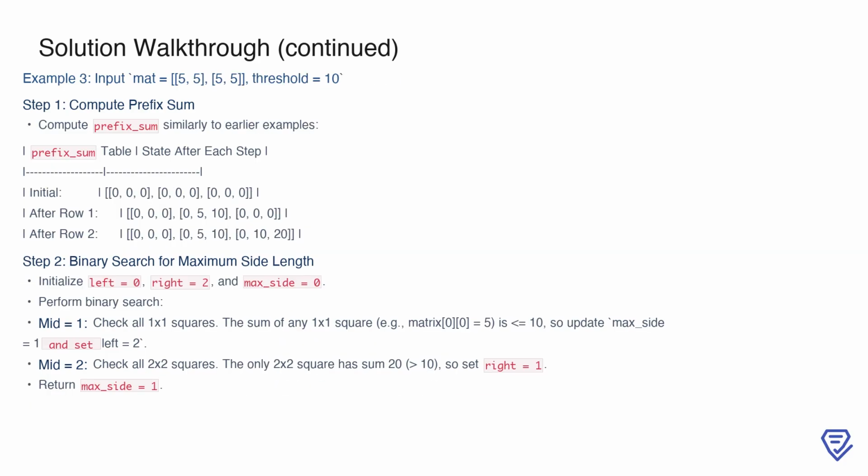In this final example, we again follow the same procedure. First, we compute the prefix sum table. Starting with an empty table, we fill it row by row. After processing the first row, the cumulative sums account for that row. Adding the second row updates the table to include sums for both rows, resulting in the final prefix sum table. With this in place, we move to binary search.